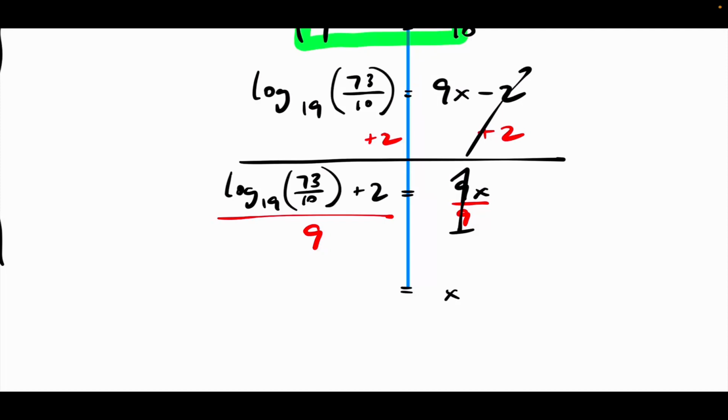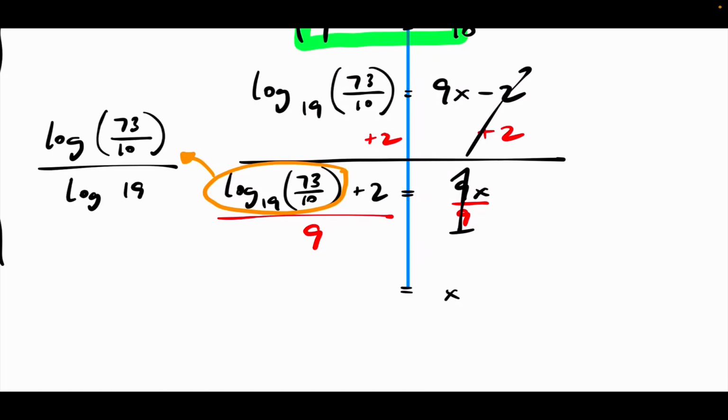First part is the log part. Just like I did last time. So log of 73 over 10 divided by log of 19. That's the first thing. So I got to go to my calculator and do that. Once you get that answer, you're going to add 2, get that answer. Last thing, divide by 9.